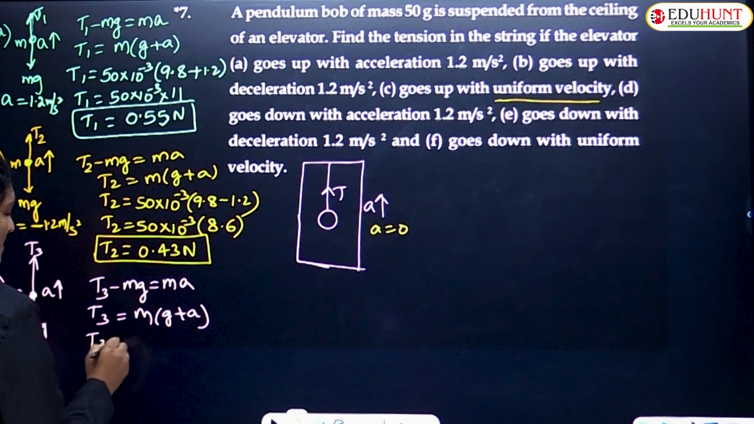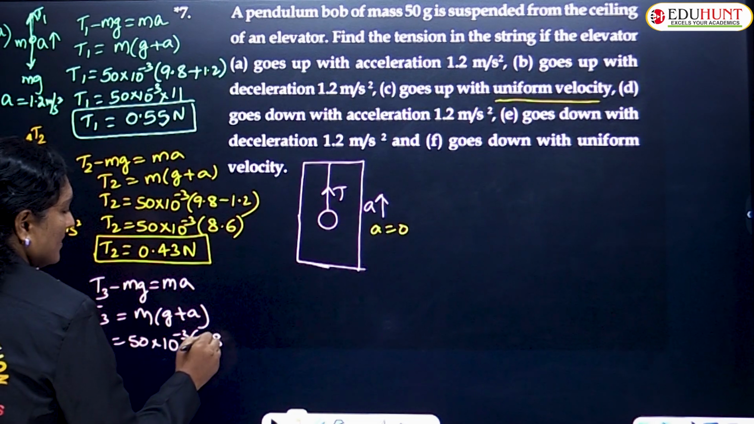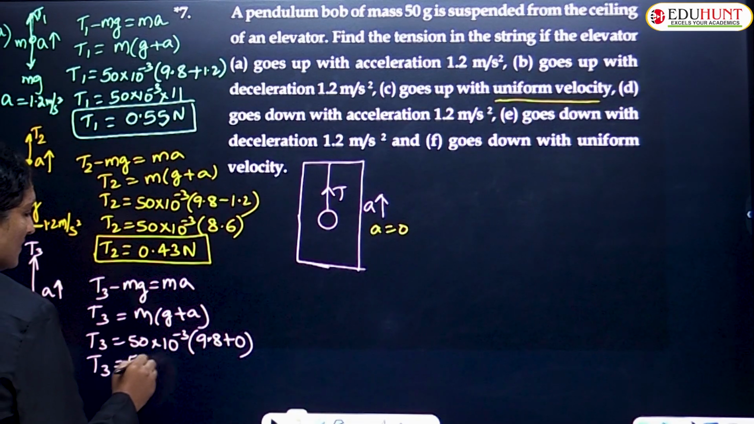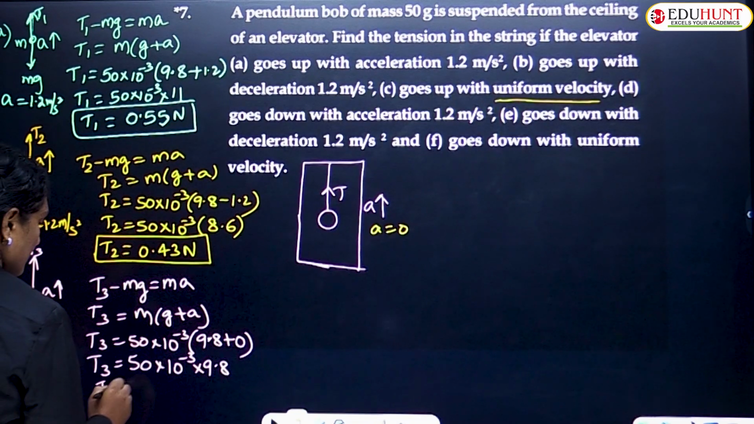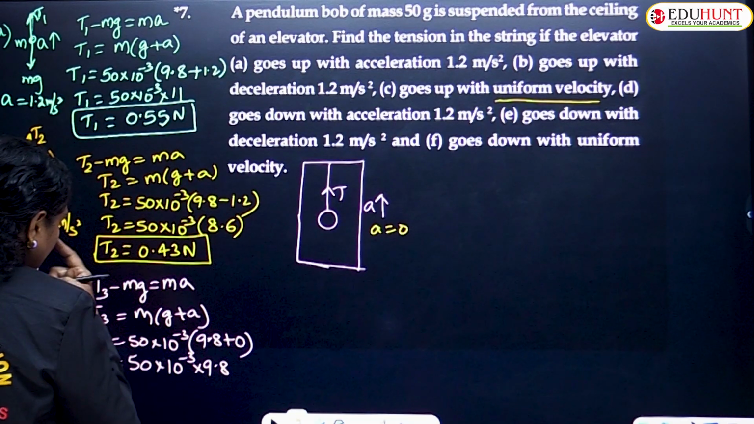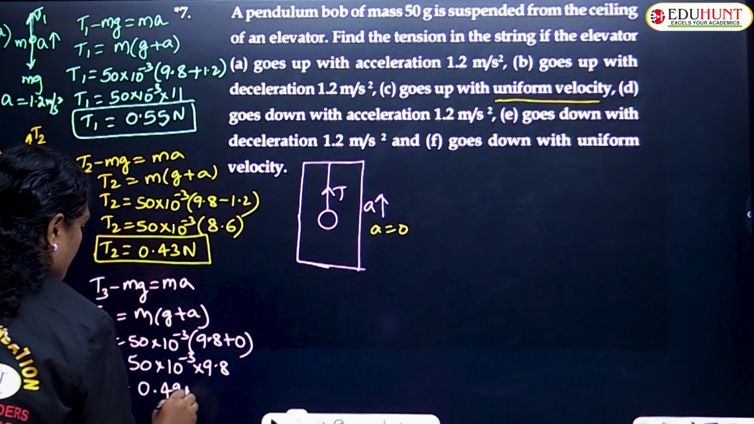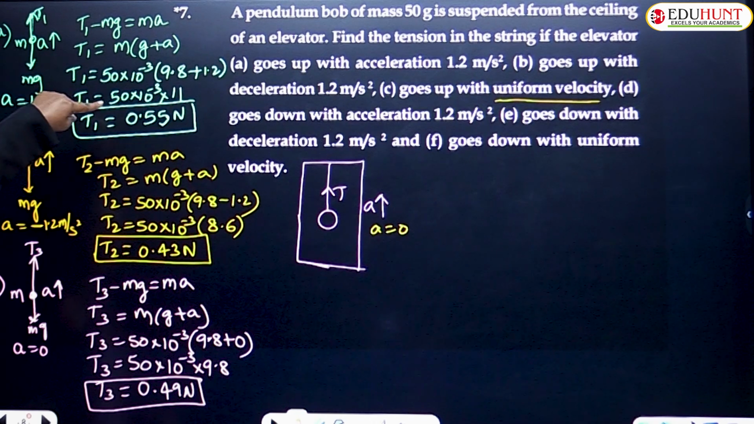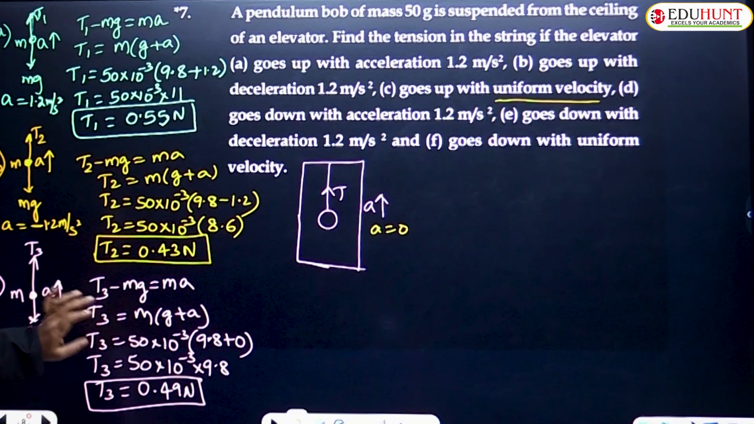Hence the value of T3 equals 50 into 10 power minus 3 into (g value 9.8 plus a, which is 0). Hence T3 equals 50 into 10 power minus 3 into 9.8, so we got 9.8 into 50 as 49. So we have 0.49 newtons. How much is that?